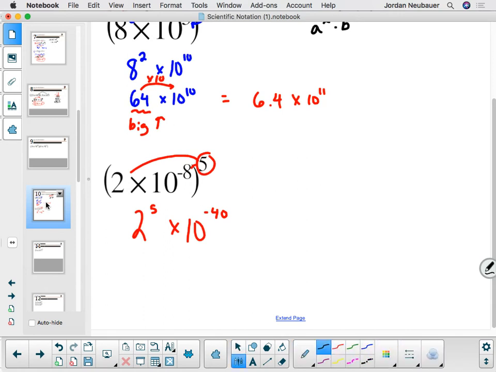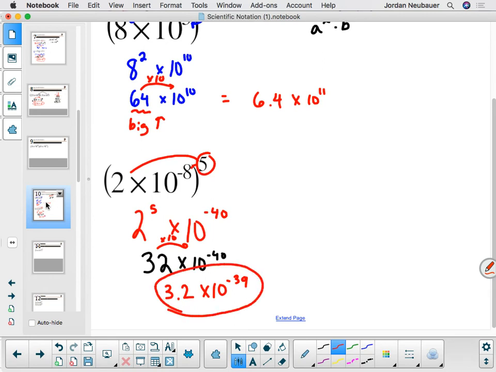Very small exponent. 2 to the fifth power, that's 2 times 2 is 4, times 2 again is 8, times 2 again is 16, times 2 again, I think this is 32, times 10 to the negative 40th. And remember, if that base is too big, give a factor. You can give a factor of 10, and now we would bump that to 3.2 times 10 to the 1 greater than negative 40th power. Which, just watch your math here, 1 greater than negative 40 is negative 39. Put a bow around it, and we're good. Good to go.